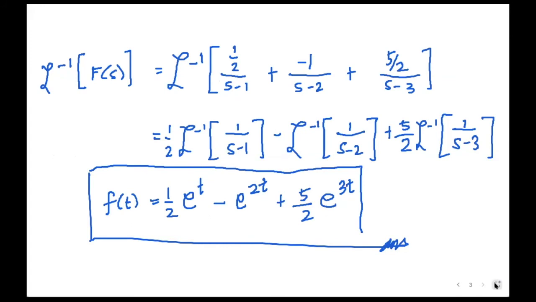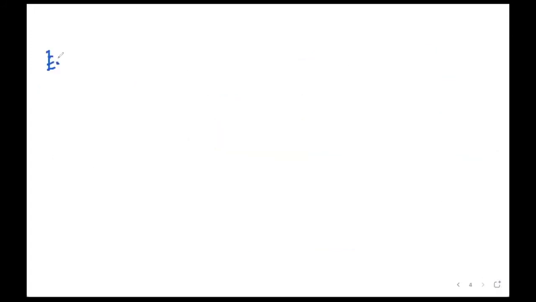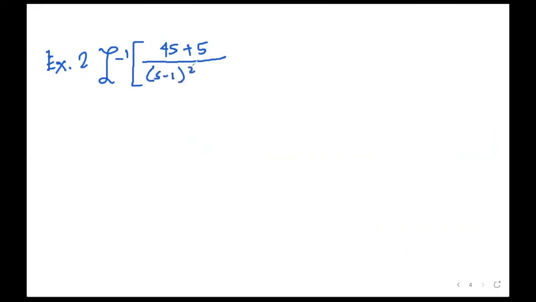Our next problem. Let's try to solve another one. Problem number 2. Find the inverse transform of 4s plus 5 over s minus 1 squared times s plus 2. So as you can see, naka-factored form na yung denominator natin.